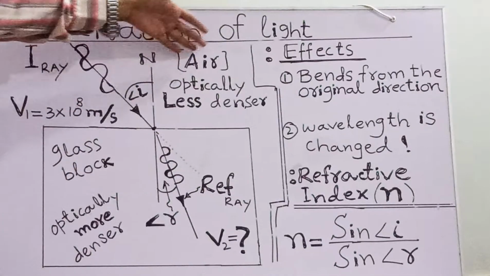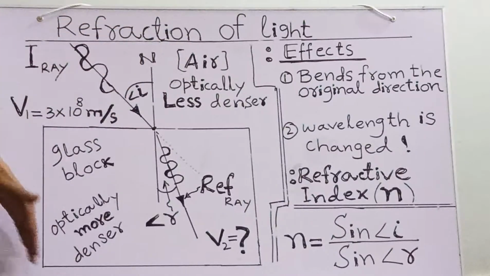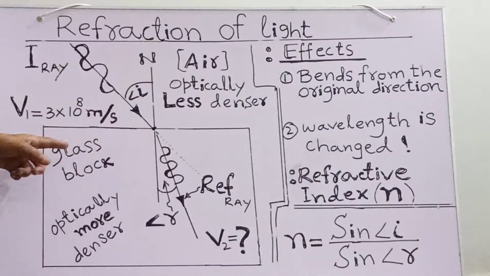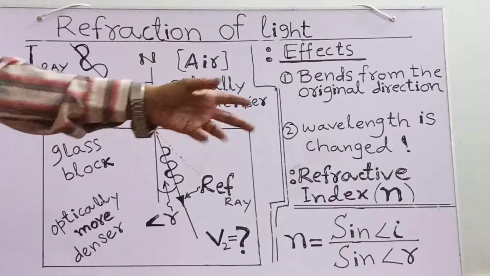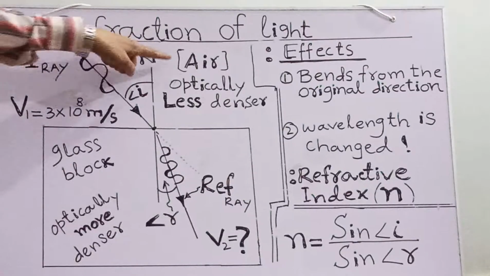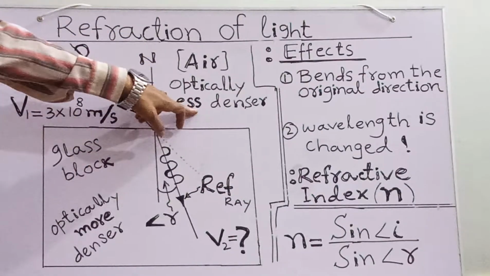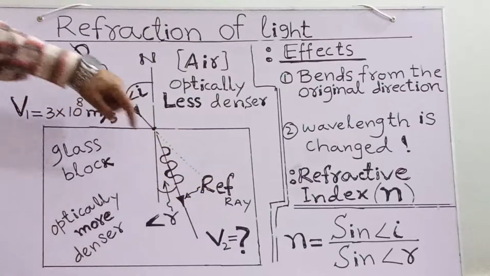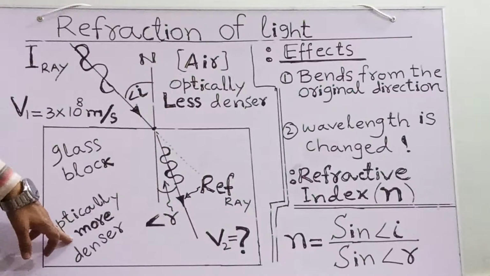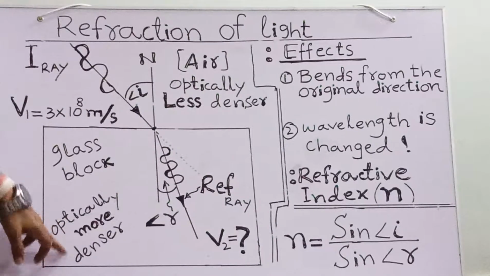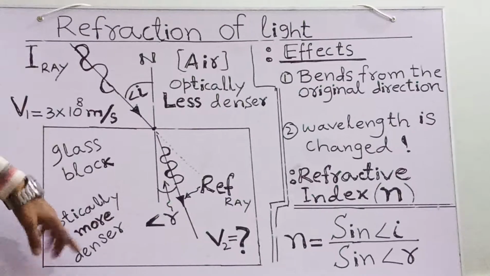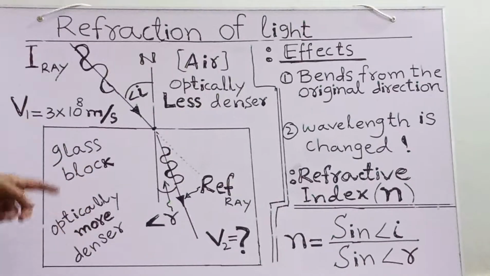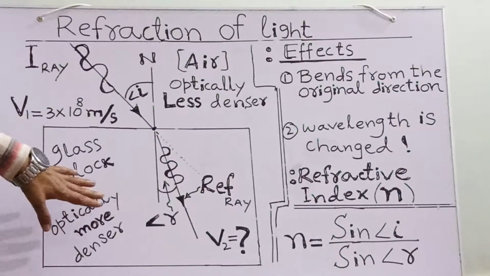One is the air from here to here, and the other one is the glass, or as I said in the beginning, transparent plastic, water, whatsoever. Air is optically a less dense medium, or less denser medium. On the other hand, glass is more dense, or more denser. Optically, glass is more denser. Water is also optically more denser, but glass is most denser in a way, we can say that.